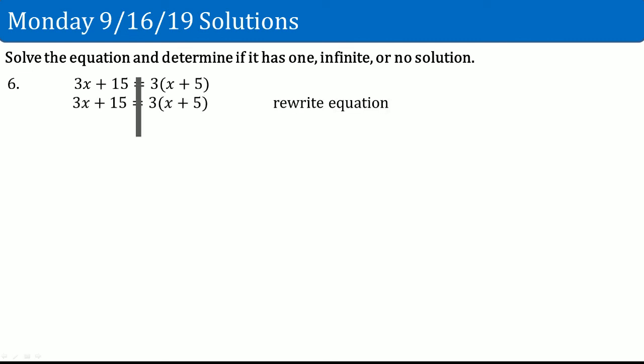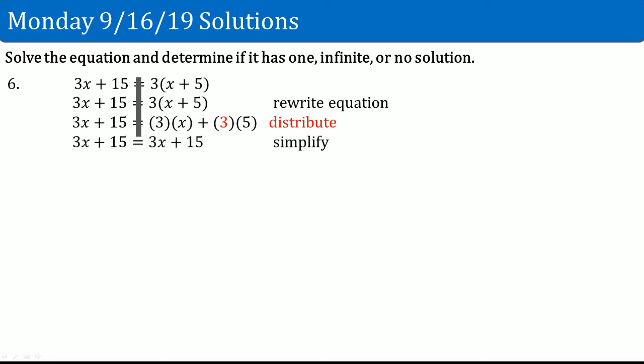Rewrite the equation and draw a line straight down. On my left-hand side, you have 3x plus 15. On my right-hand side, you are going to do the distributive property. So 3 is going to be distributed to the x, and 3 is going to be distributed to the 5. You will multiply. So 3 times x is 3x. 3 times 5 is 15.